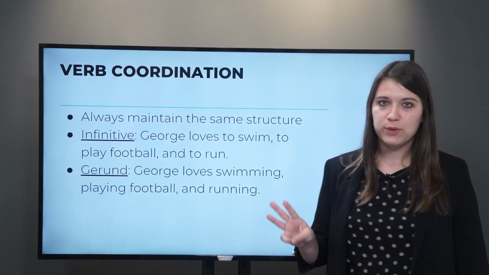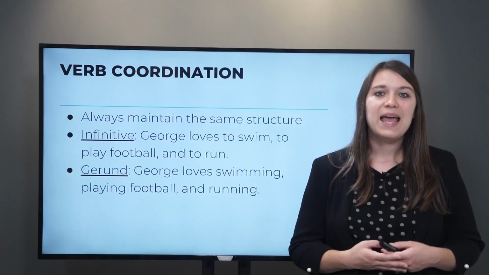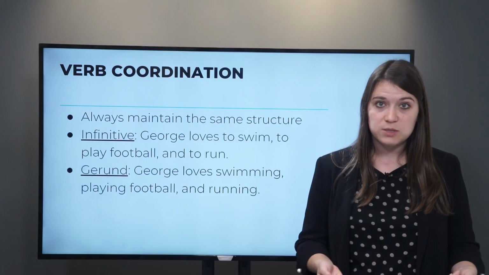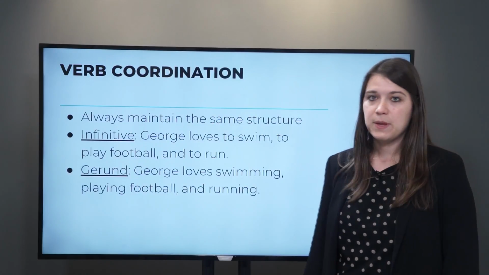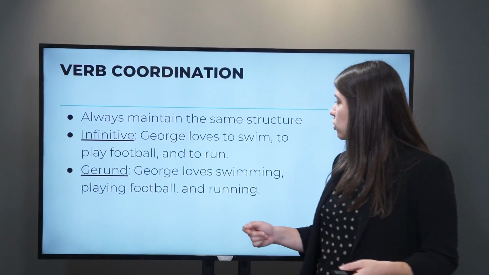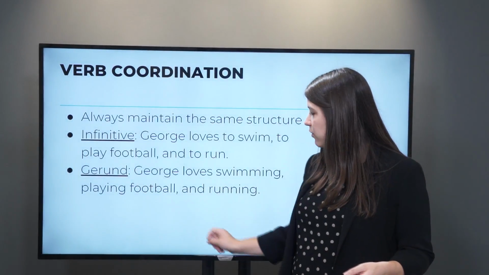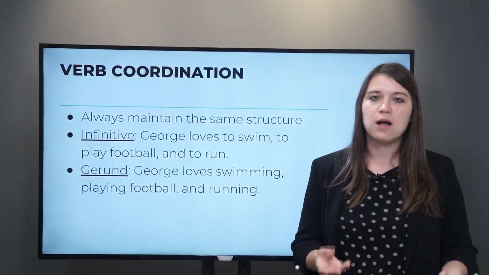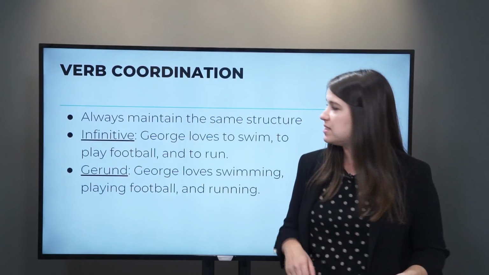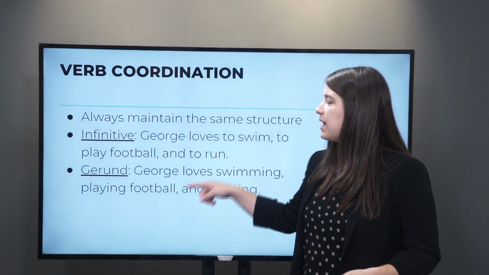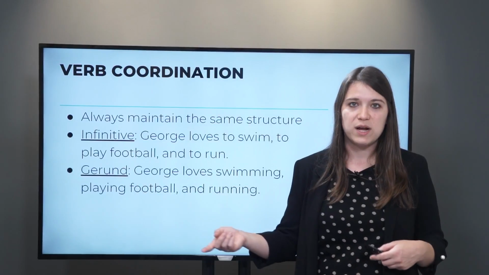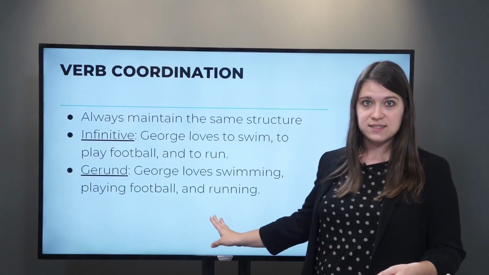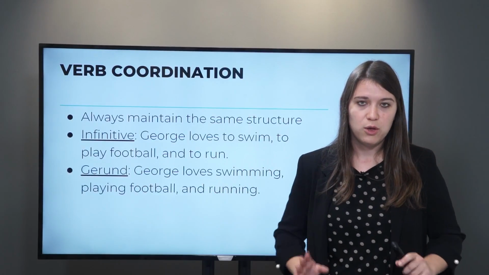Okay, so here you have three different things that he likes to do, and we're expressing them in the infinitive. Now we can also express them in the gerund form, but we have to maintain that throughout. So George loves swimming, playing football, and running. It would not be correct to use a combination of both. It doesn't sound right. You wouldn't say George loves to swim, playing football, and running, or George loves running, to swim, and playing football. No, you need to choose one. Both are correct, but you need to maintain the same structure throughout, okay?